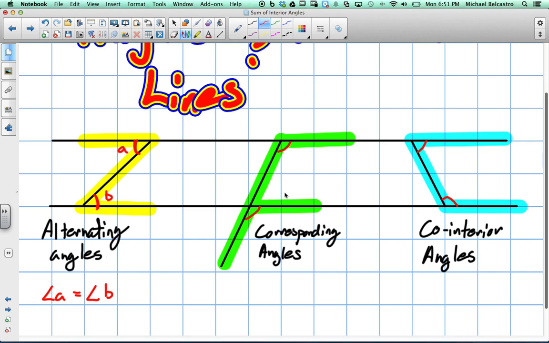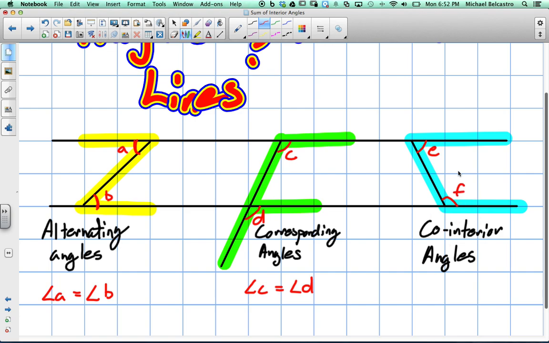For corresponding angles, let's call this angle, no, I already used that letter. We'll call it C and D. For corresponding angles, the angles on the bottoms of the legs of the F, is that a decent description? Does that kind of make sense? Okay. Would also be equal. Okay, so angle C is equal to angle D, and angle E and angle F.